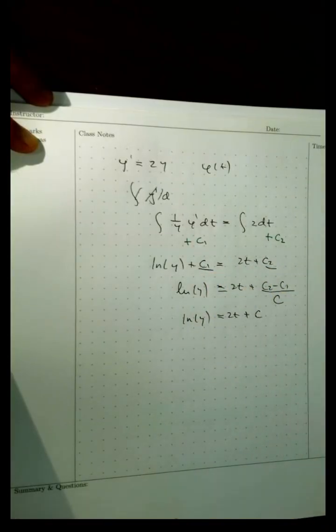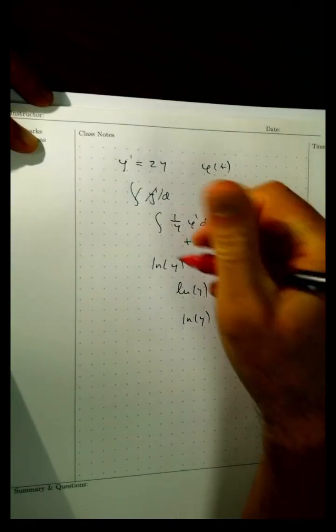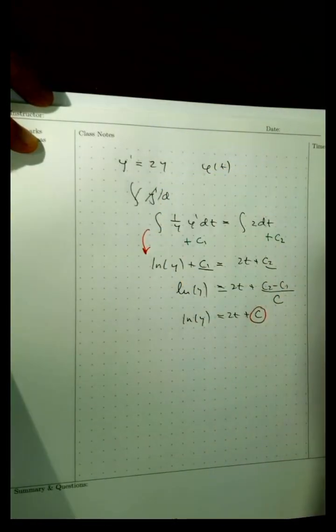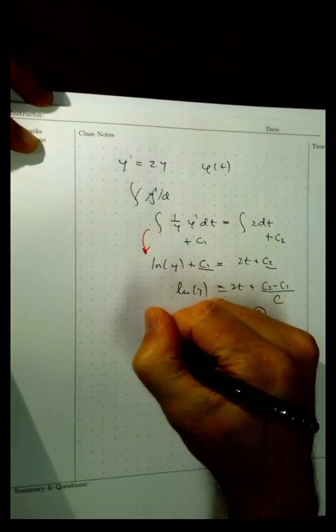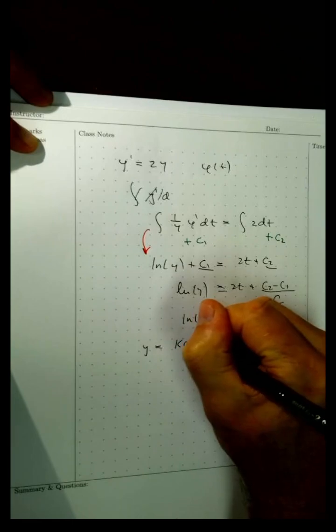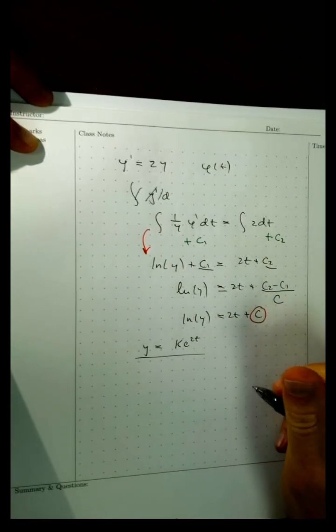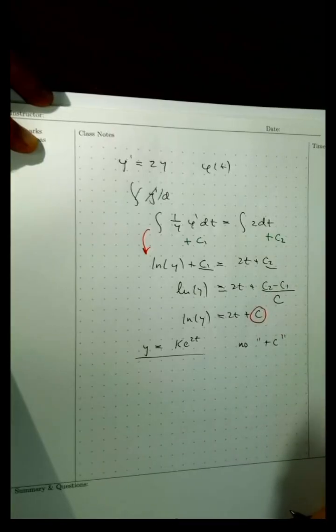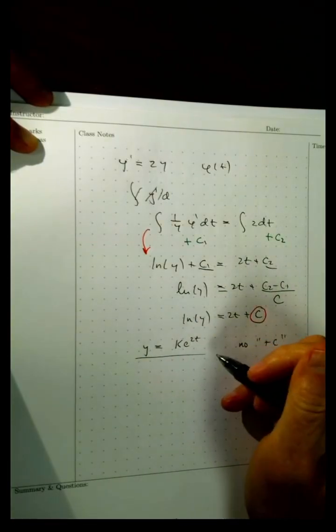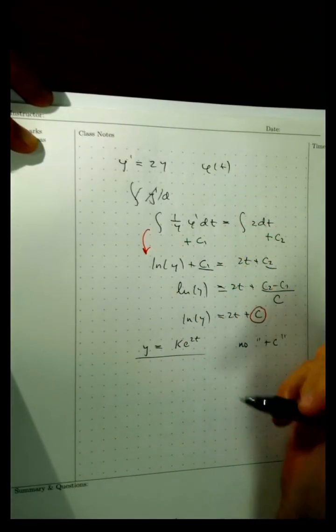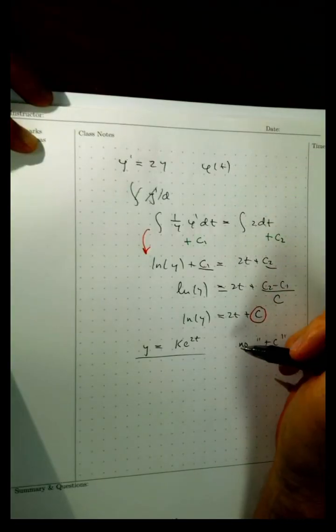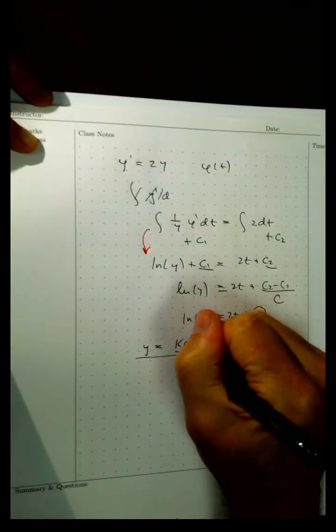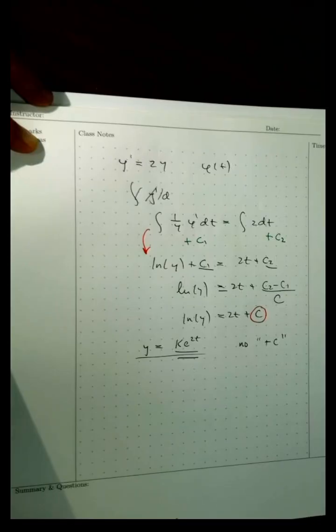You need to be really careful about where this constant comes from. It comes in this step right here when I do the antiderivative. And remember, our final answer looked like that, and there was no plus c. Okay? So you can't just work through and do this and throw a plus c at the end. If you do that, you'll get something that's not correct.